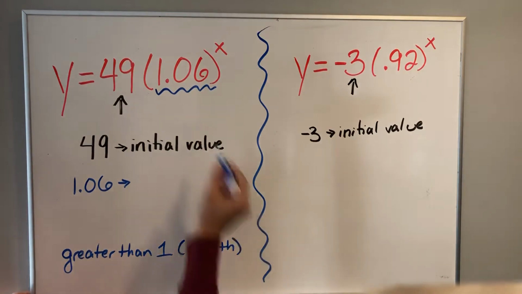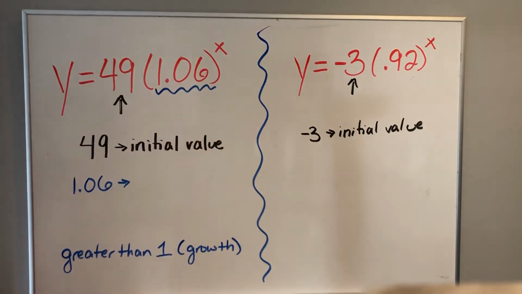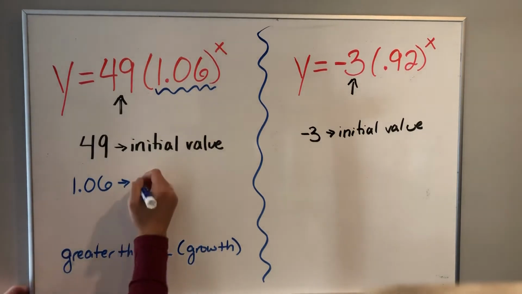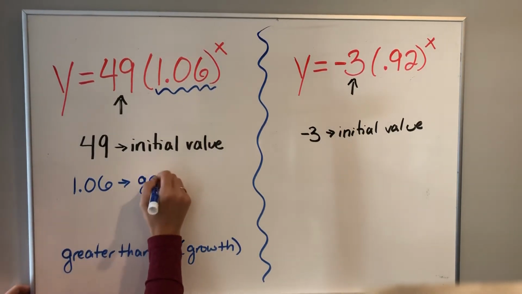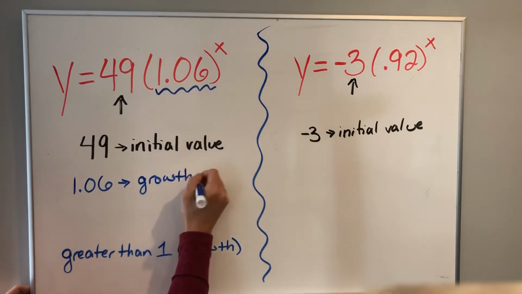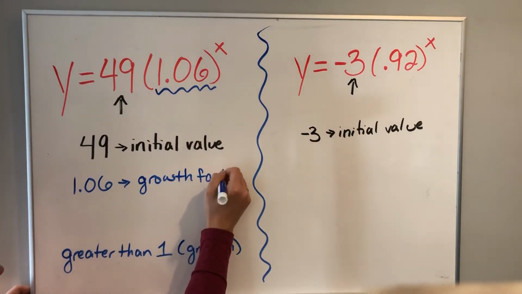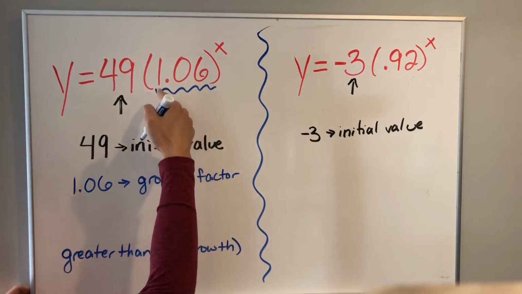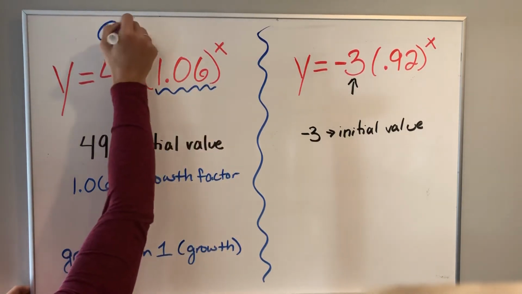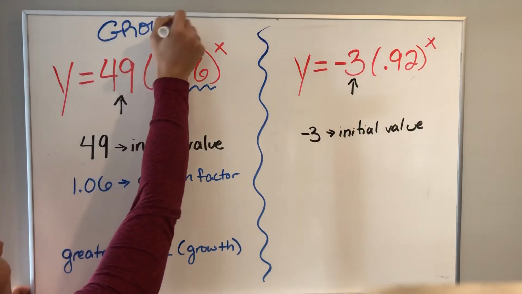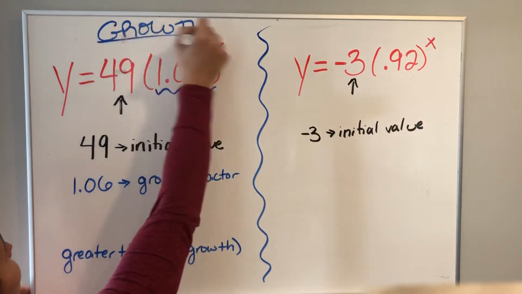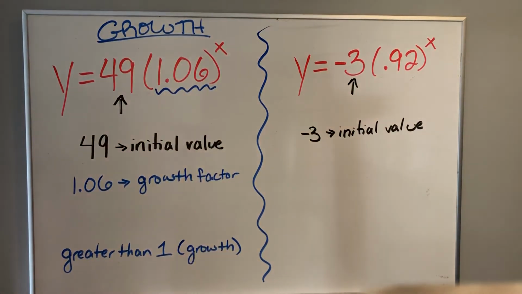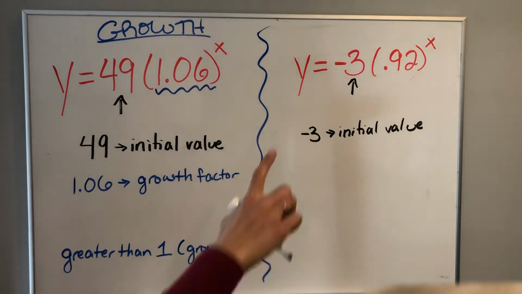All right, so in this case, I have 1.06. So if that was $1.06, that would mean I'd have more than $1. So this is what we would call a growth factor. Okay, that is how we identify if it's growth or decay. So right away, I'm going to put up here that this is a growth problem because it is greater than 1.